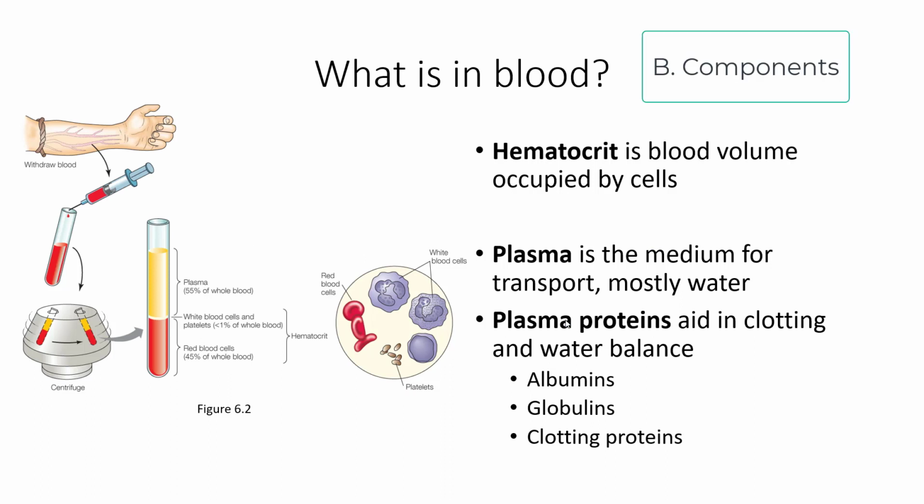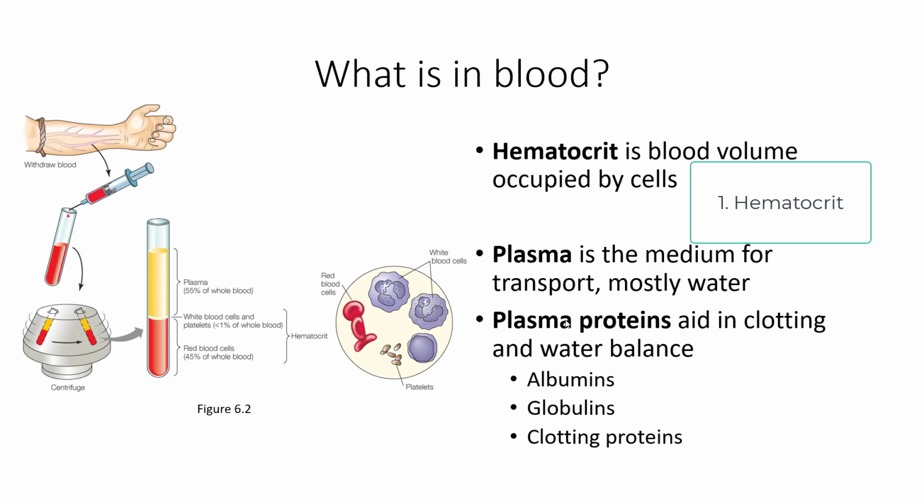So what's in blood? Well, we have a term called hematocrit. Hematocrit is the blood volume that is occupied by cells. That includes both red blood cells and white blood cells. It's almost entirely red blood cells. There's also the plasma, which makes up most of the blood. It's the medium for transport, mostly water.